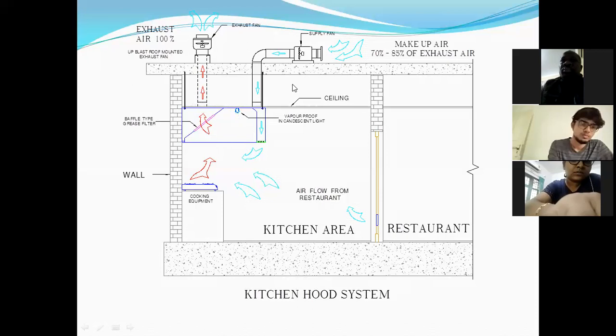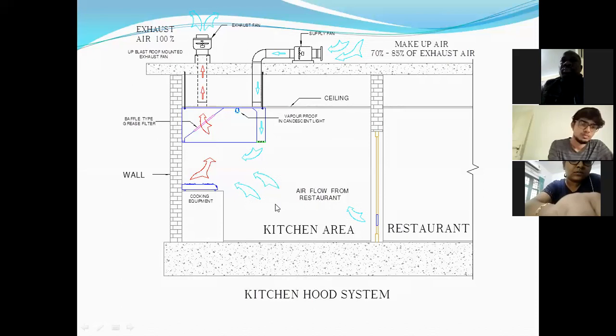Now you can see another fan here, and the arrow shows towards the room. That is the supply air. This is the exhaust air. We are exhausting it completely, and we have to give a supply air also.